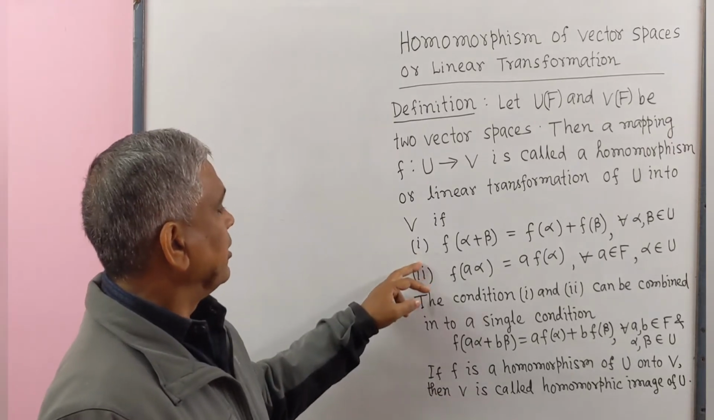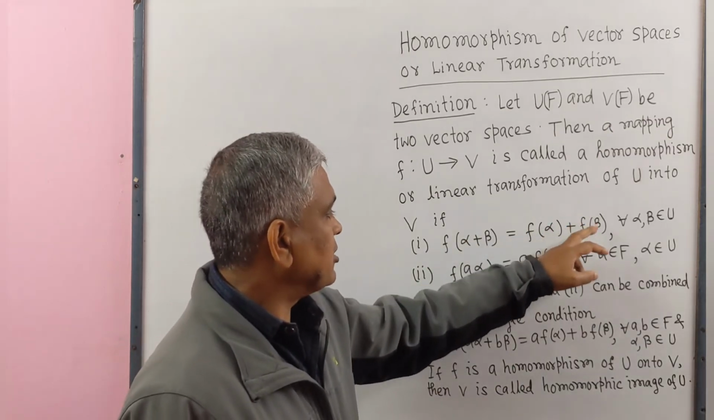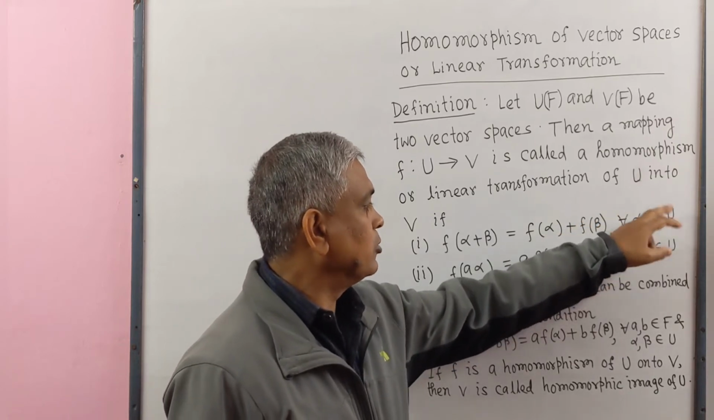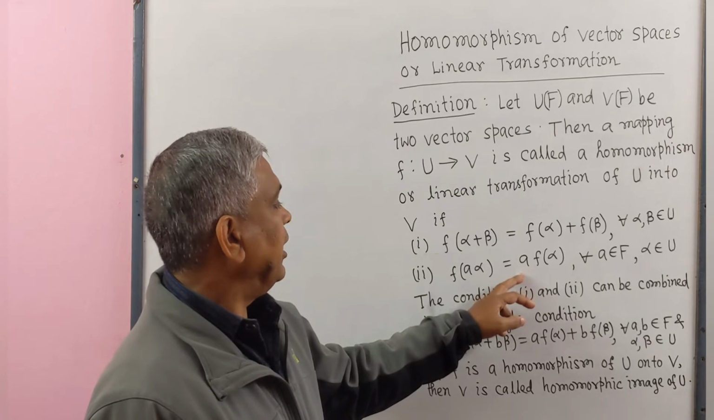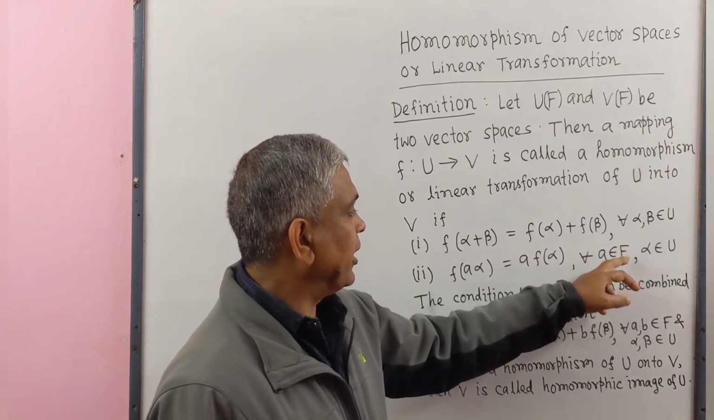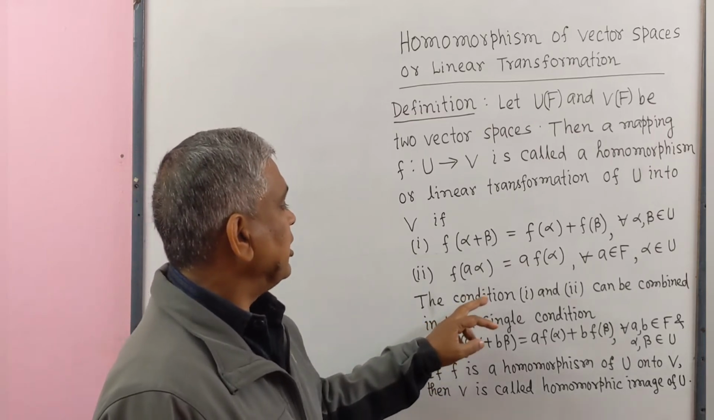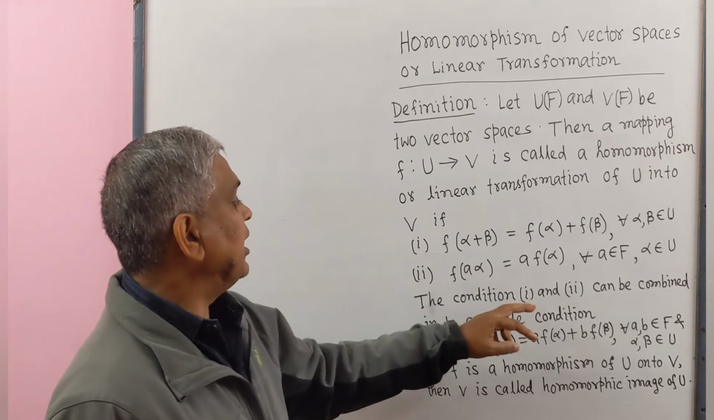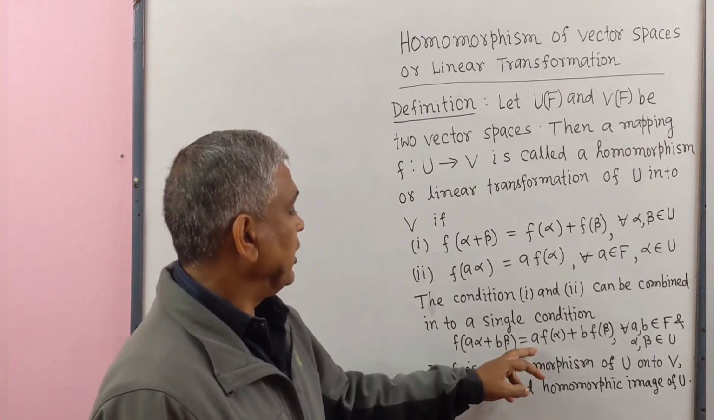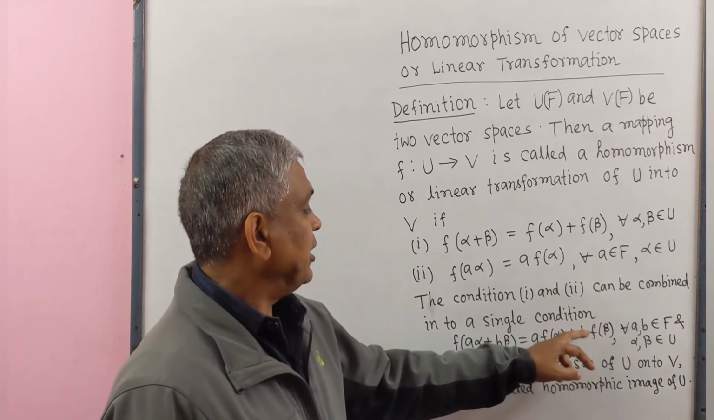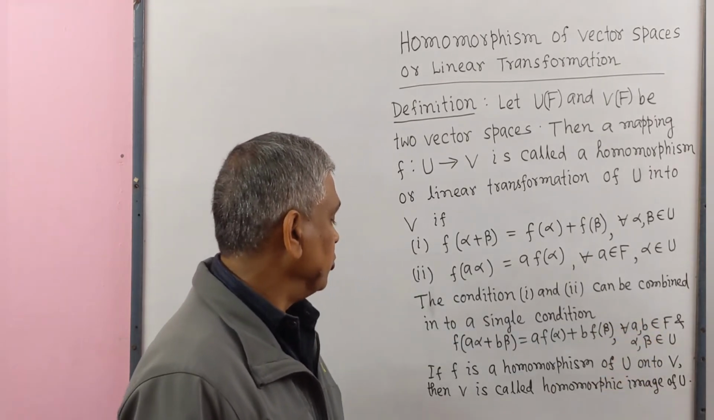if, number 1, F(alpha plus beta) equals F(alpha) plus F(beta) for all alpha, beta belonging to U. Number 2, F(A alpha) equals A F(alpha) for all A belonging to field F, alpha belonging to U. The conditions 1 and 2 can be combined into a single condition: F(A alpha plus B beta) equals A F(alpha) plus B F(beta) for all A, B belonging to F and alpha, beta belonging to U.